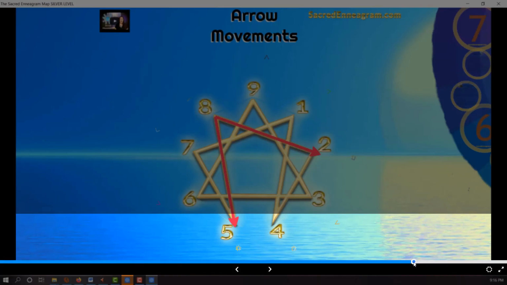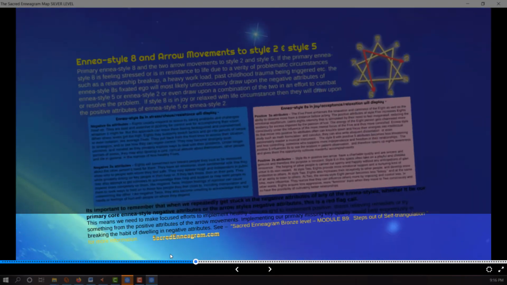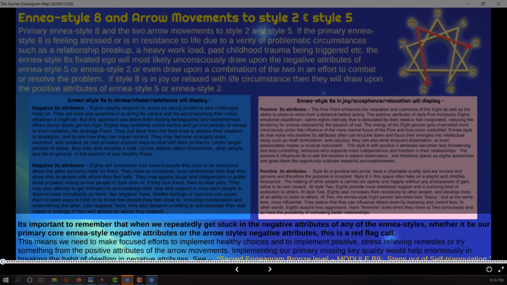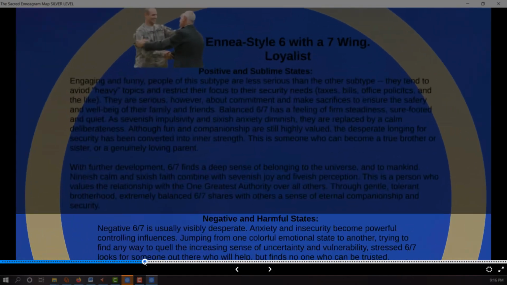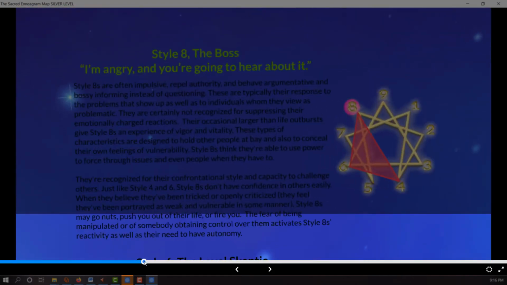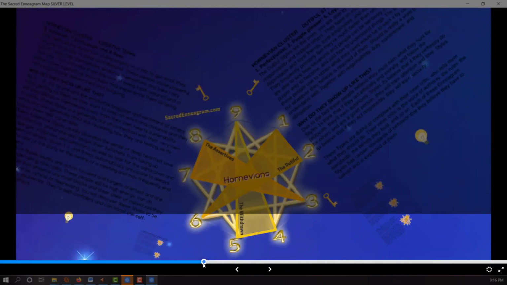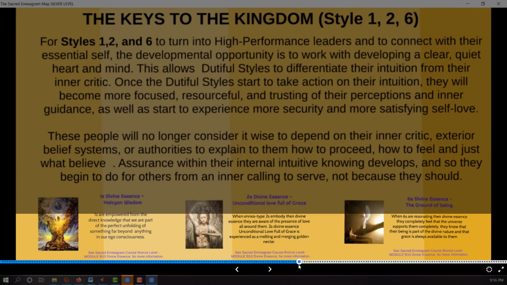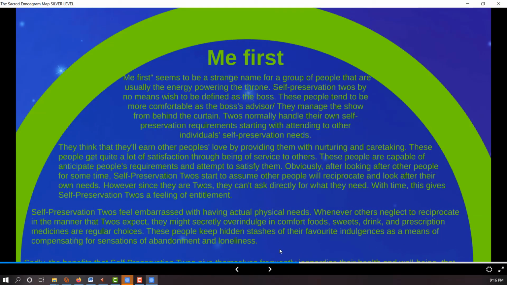We can use this navigation bar down the bottom here. This is the navigation bar, and as you slide it up and down, it takes you to different frames in the Enneagram map. So for instance, I could slide it up just to there, and it would go to Enneagram type 6 with a 7 wing. Or I could go forward a little bit more, and it would go to the harmonic groups. Or zoom over a little bit more, that goes to the keys of the kingdom with the Hornevian groups. So as you can see, there are many different methods to click through this silver level Enneagram map.